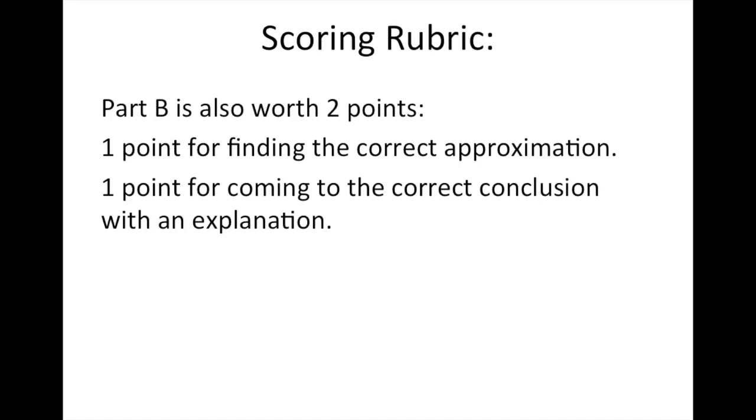Part B is also worth 2 points. So you get 1 point for finding the correct tangent line approximation, and then the second point you get for coming to the correct conclusion about what this means and giving an explanation for this.